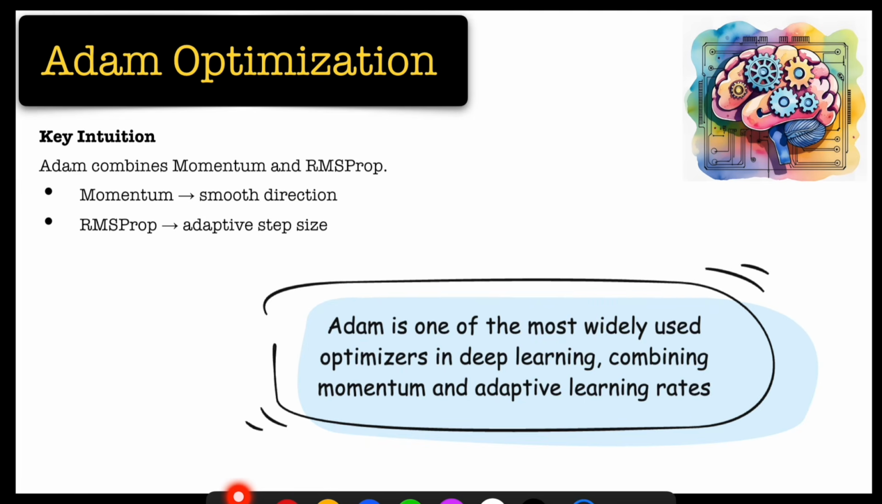Now next comes Adam. It will take all the benefits, all the positive points from all the previous optimizers, and combine them. Mainly, Adam will combine momentum and RMSProp. RMSProp is basically an improved version of AdaGrad. So if we combine momentum and RMSProp, we are good. Momentum will give a smooth direction. RMSProp will give the adaptive step size, or adaptive learning rates.